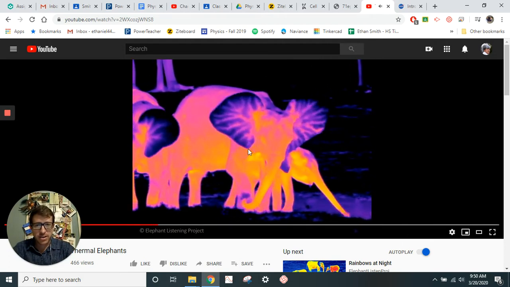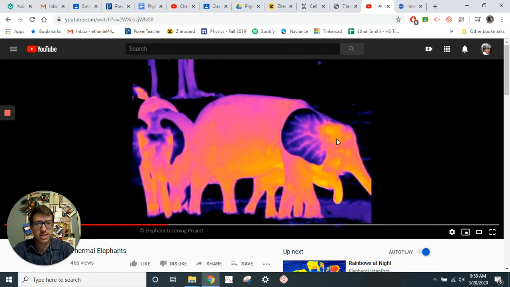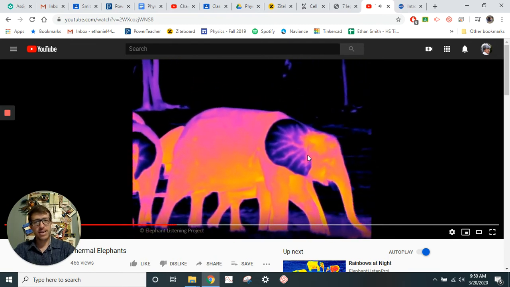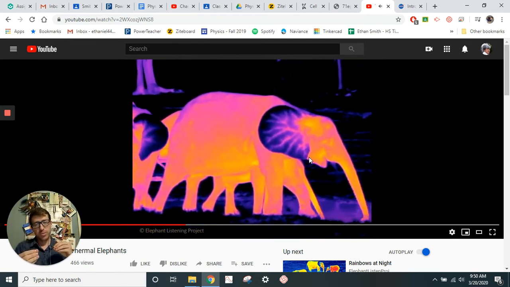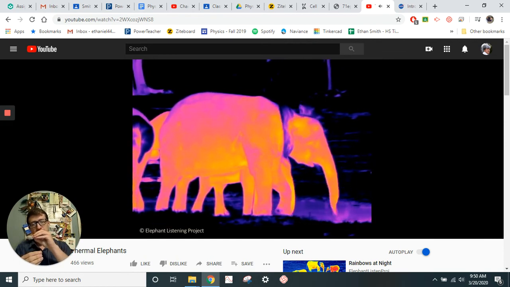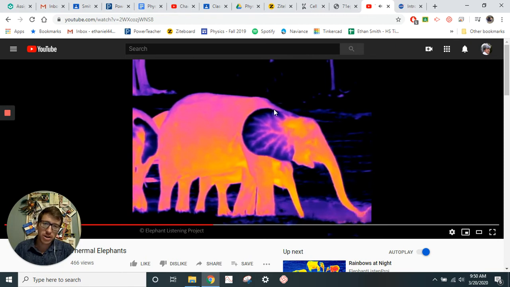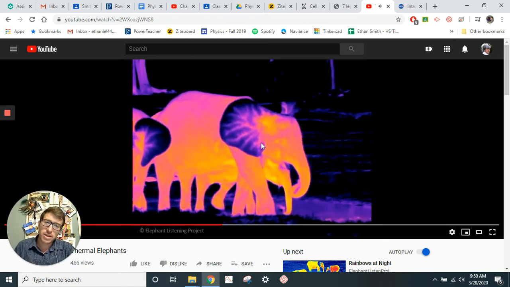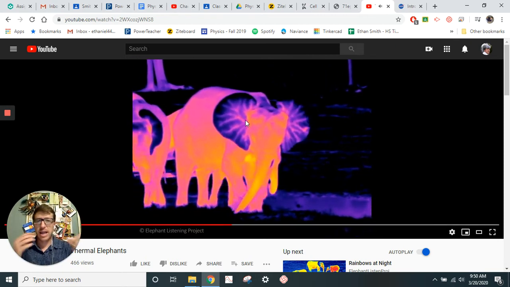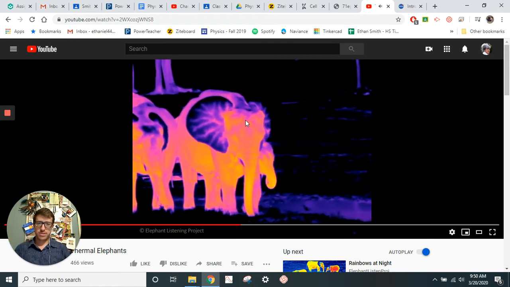And if we look at the ears, this is maybe my favorite part, you can actually see the veination in the ears, right? Where you can see those blood vessels that are delivering blood to the outer parts of those ears. And the outer part is very cool, right? And part of this is because these ears actually allow elephants to cool themselves, right?